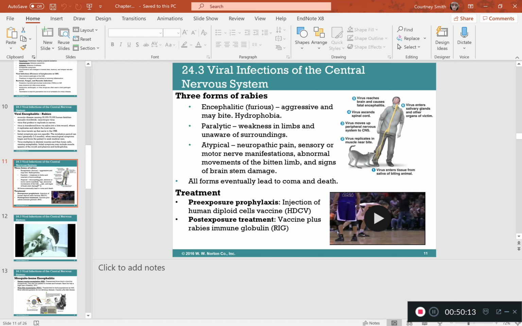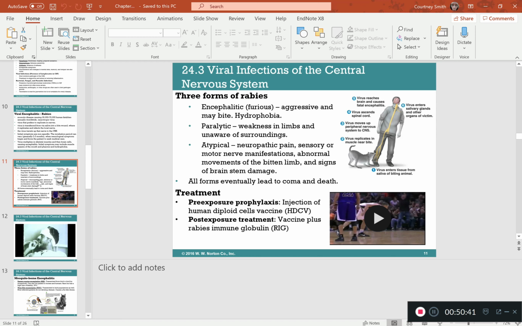And then we have the paralytic. This is where the patient has general weakness of limbs, so they have a hard time picking up any limbs, movement, and then they are unaware of their surroundings, so they're very confused. And then there's atypical, which is where there's neuropathic pain within the extremities, and a lot of times with that there is abnormal movement in the limb that is affected.